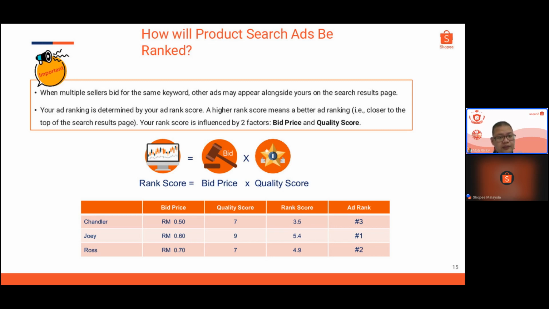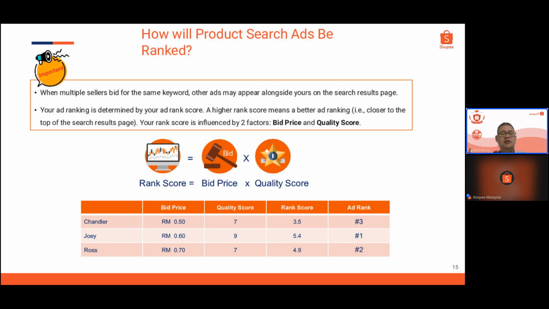From here we can see the example, there are three examples. The first one has bid price 0.5, 0.6, 0.7. But for the second one, the ranking is 1 because the quality score is 9, and the bid price is 0.6.